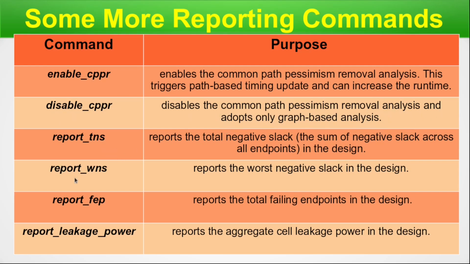So report_tns and report_wns we have already covered, but somehow I have kept them in this slide, so again I am telling. report_tns reports the total negative slack, and report_wns reports the worst negative slack in the design. report_fep reports the total failing endpoints of the design. And finally, report_leakage_power reports the aggregate cell leakage power in the design. So these are the commands. You can use them as is, and all these are their purposes.